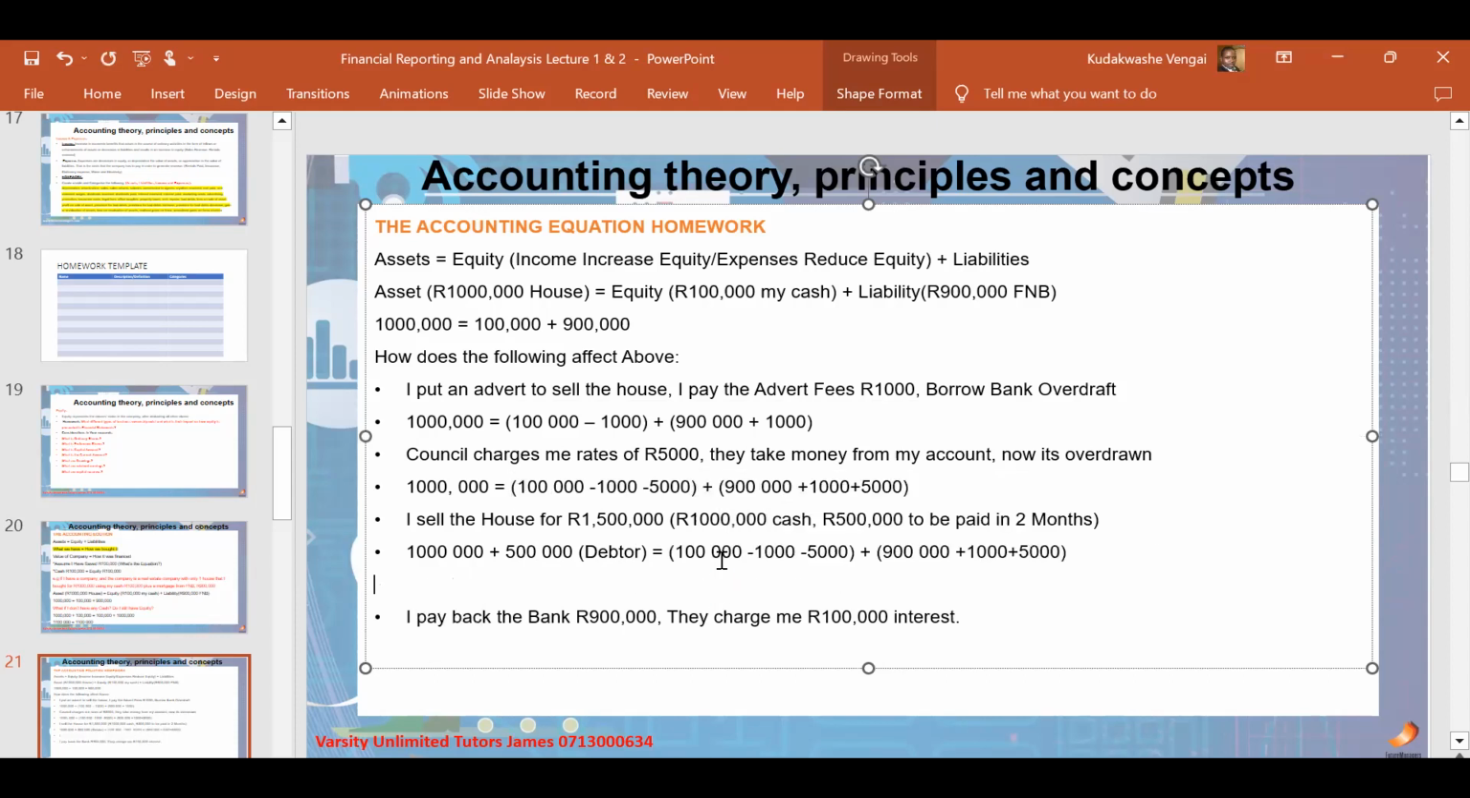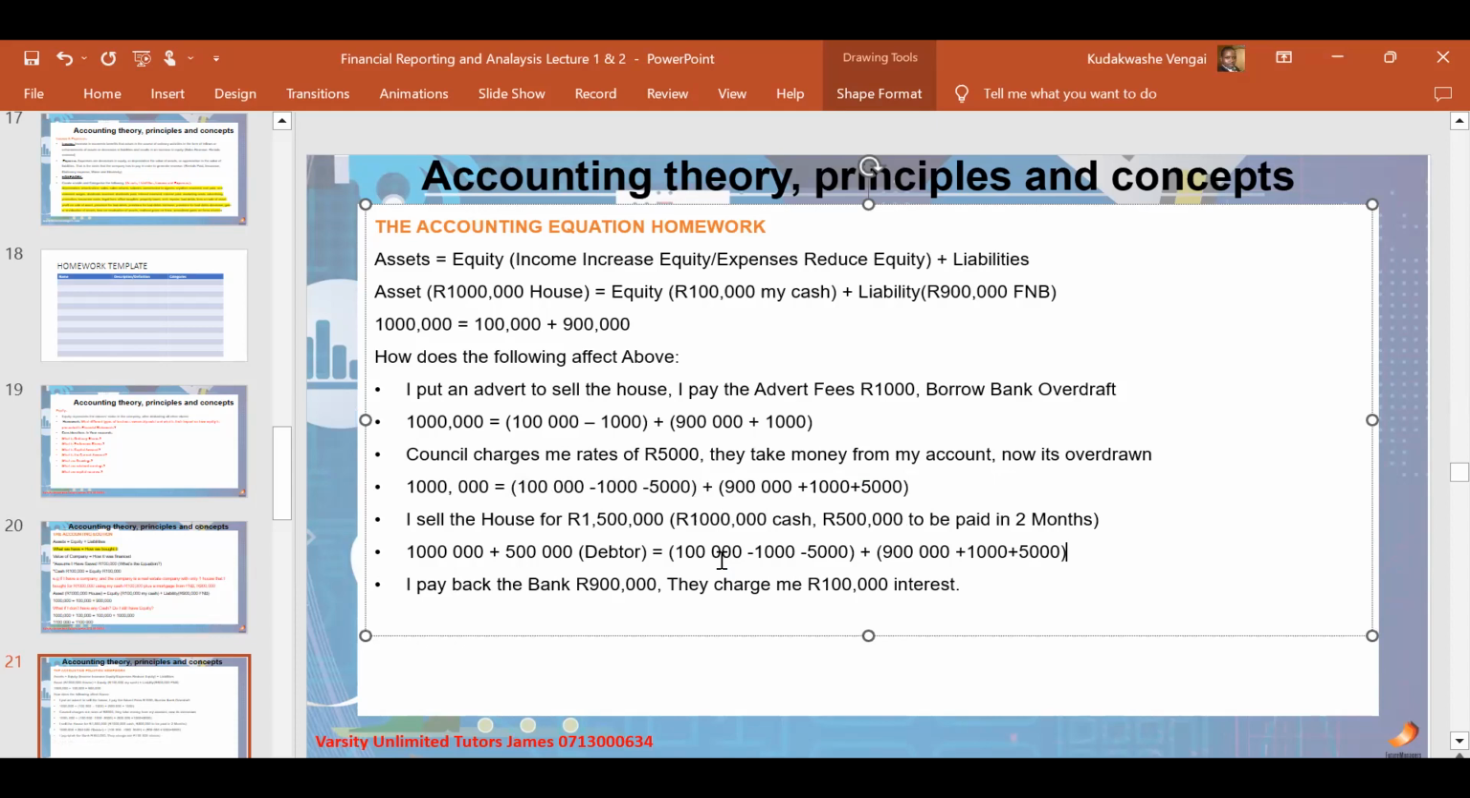Right? But here's the interesting thing. I sold this house at a profit. And what was my profit? I bought it for 1 million and I sold it for 1.5 million. So I've made 500,000 profit. And we said income increases what?